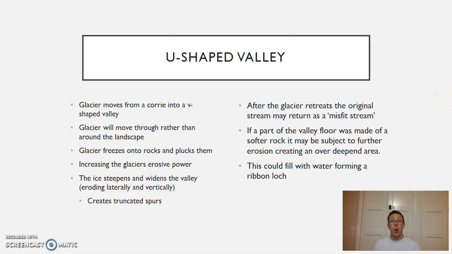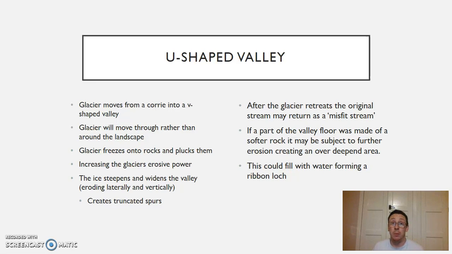Now, our next major feature, our U-shaped valley. It's good to think of U-shaped valleys flowing directly off corries because they do. So I've got my glacier being formed up in a corrie. It flows out of the corrie and down into a V-shaped valley that an old mountain river or an old mountain stream used to flow through.